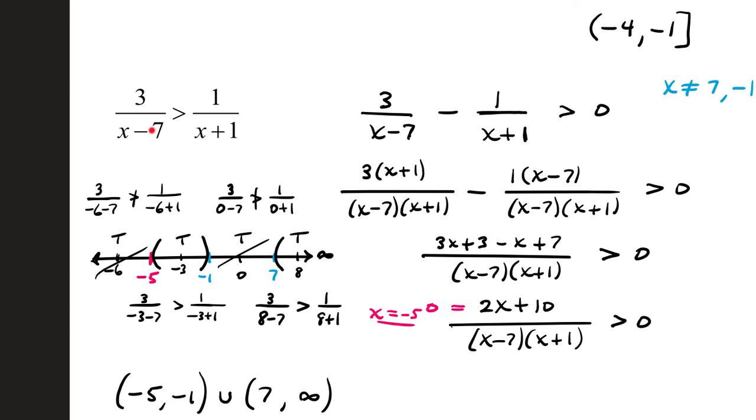Three over x minus 7 greater than 1 over x plus 1. In order to force a 0, I'm going to subtract the fraction on the right so I can move it to the left. This is where that has been moved over. Now we have greater than or equal to 0.